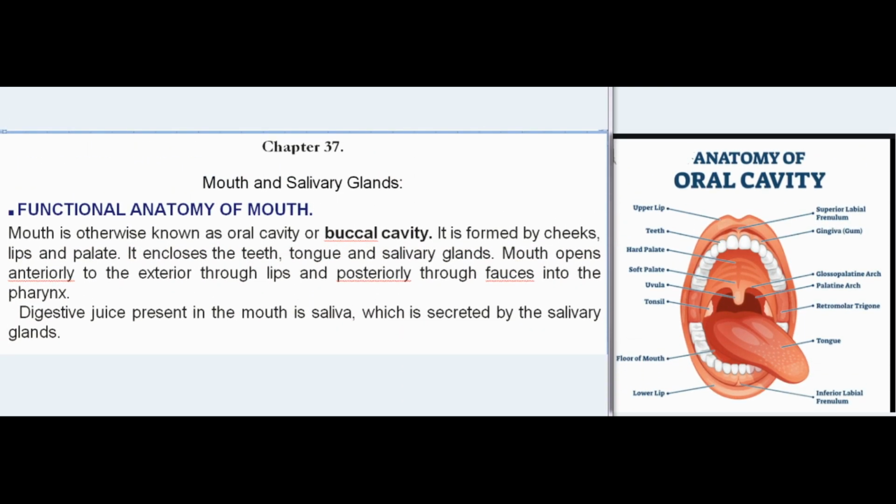Chapter 37: Mouth and Salivary Glands. Functional Anatomy of Mouth. Mouth is otherwise known as oral cavity or buccal cavity. It is formed by cheeks, lips, and palate. It encloses the teeth, tongue, and salivary glands. Mouth opens anteriorly to the exterior through lips and posteriorly through fauces into the pharynx.